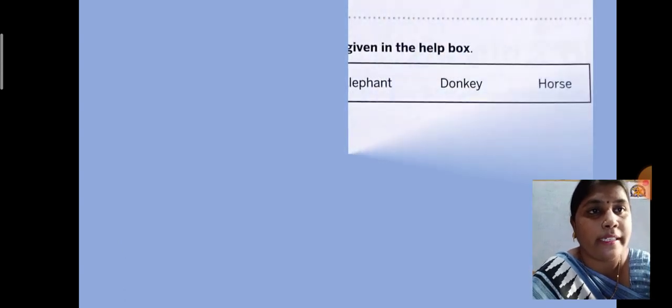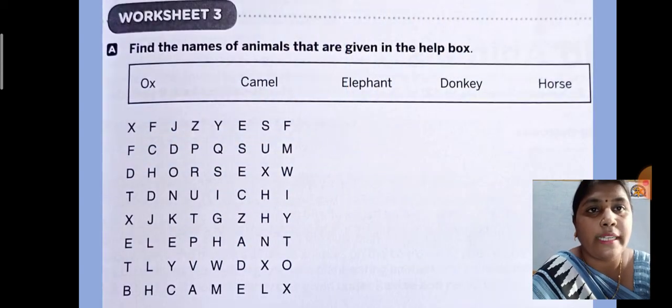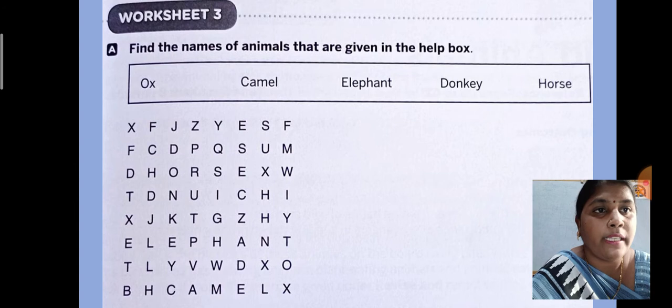Now let us see the next worksheet of lesson number 3, that is worksheet 3. In this they have given us 2 questions, question A and question B. Let us see question A. Find the names of the animals that are given in the help box. This is the puzzle. You have to find the names or the spellings of these animals, for example ox, camel, elephant, donkey and horse.